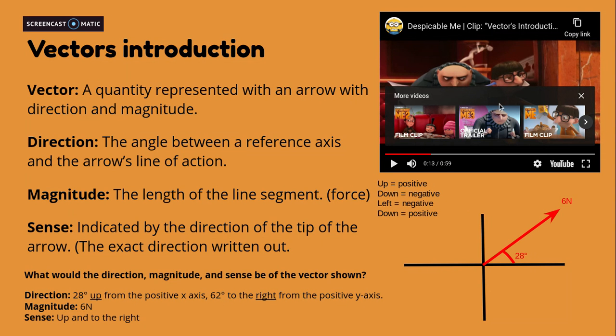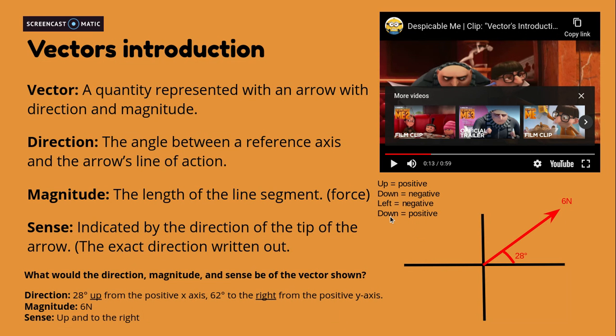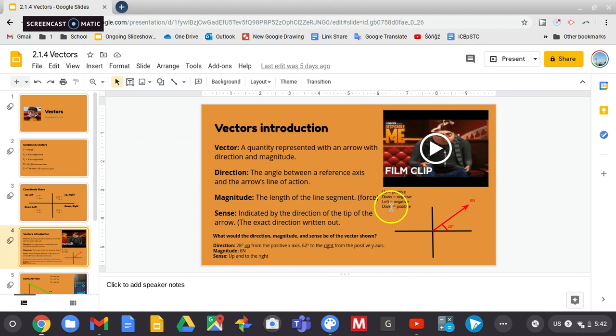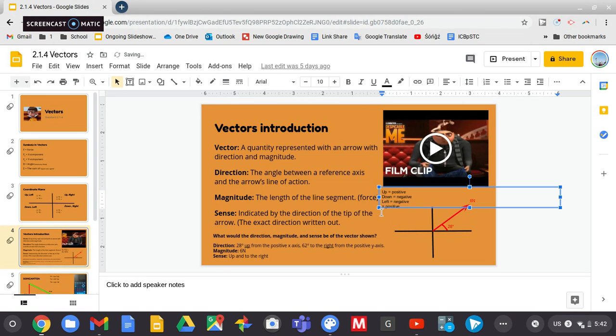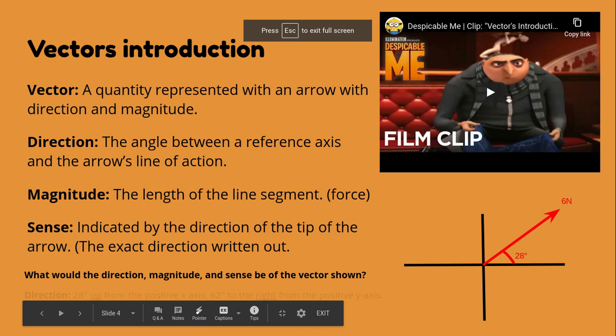Once again, up is positive, down is negative, left is negative, and right is positive. Oh, no, that is messed up. Sorry. Let me fix that. I must have copied and pasted that and forgot to change it. It's right is positive, left is negative. There. Sorry about that typo.